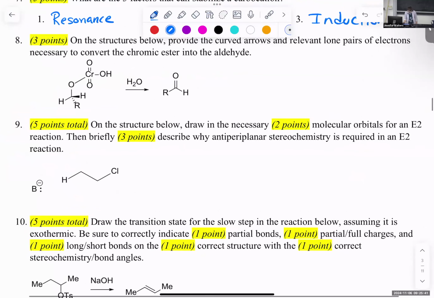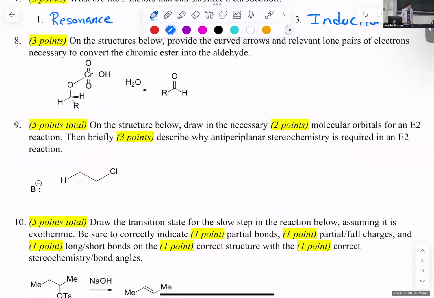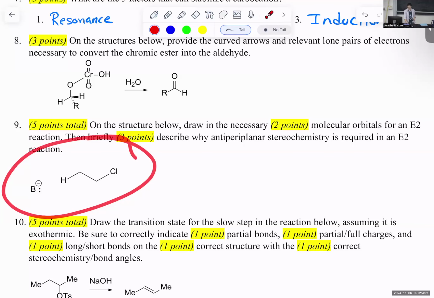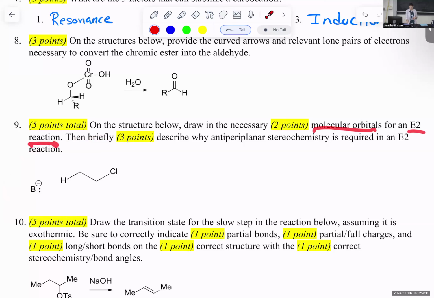All right, question 9. We are looking at our orbitals. On the structure below here, we want to draw in the necessary molecular orbitals for an E2 reaction. So remember that for E2, the base attacks the hydrogen, the beta hydrogen, the hydrogen next door to the leaving group. Then we push the electrons to form the double bond, and we kick out our leaving group.